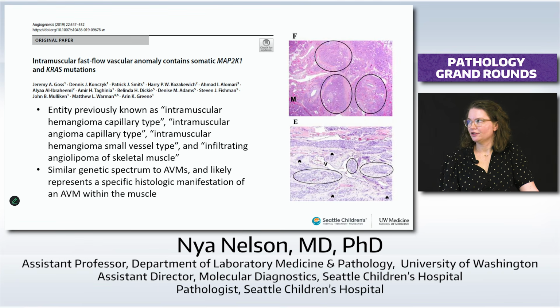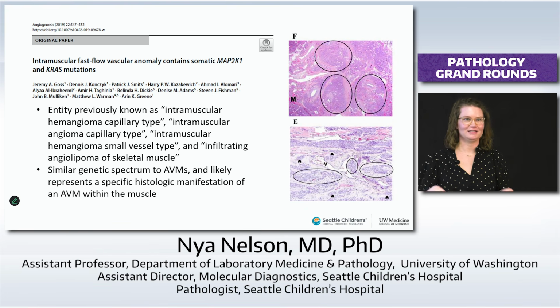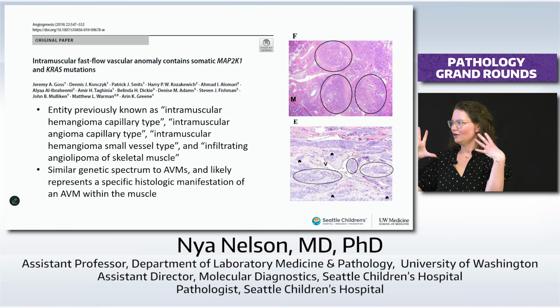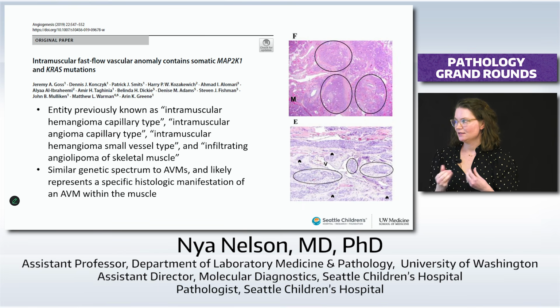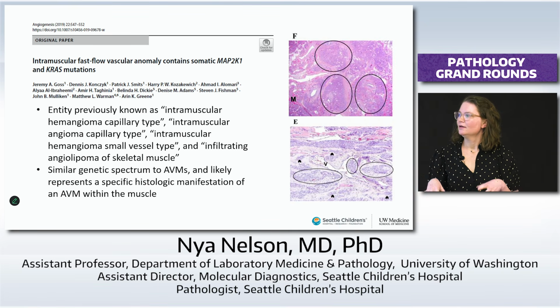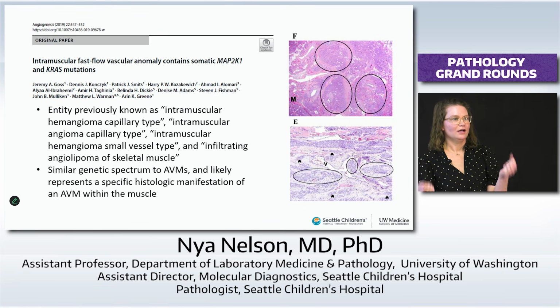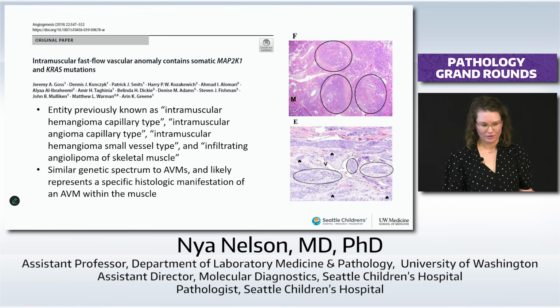Intramuscular fast flow vascular anomalies are an entity that has gone by many different names and continues to have many different names in the literature. Many of the names will have some variant of intramuscular and hemangioma in them, reflecting the fact that it really has these expansile lobules of capillaries reminiscent of a benign vascular tumor. But when you sequence these, they typically have variants either in KRAS or MAP2K1, which are the same genes that are altered within arteriovenous malformations. And so the thought is that these likely represent a specific histologic manifestation of an arteriovenous malformation when it's found within the muscle.